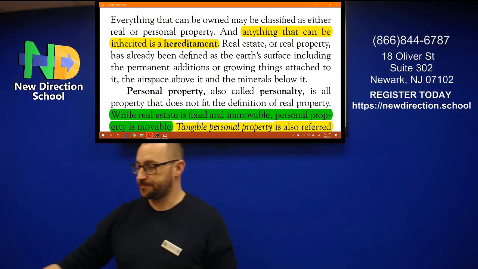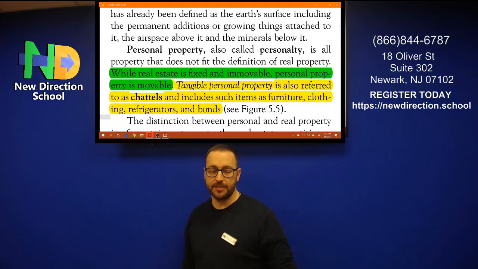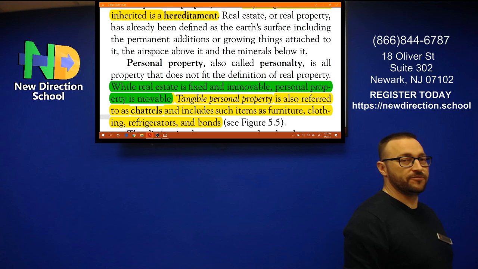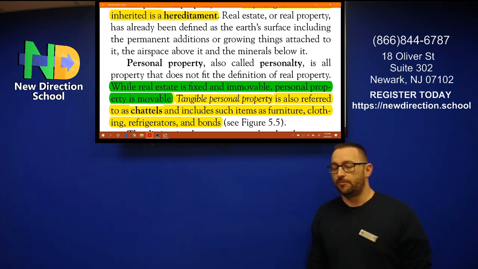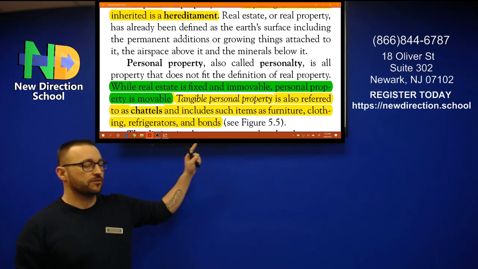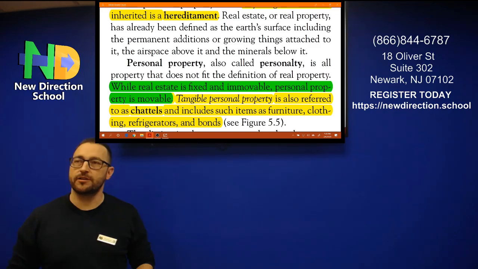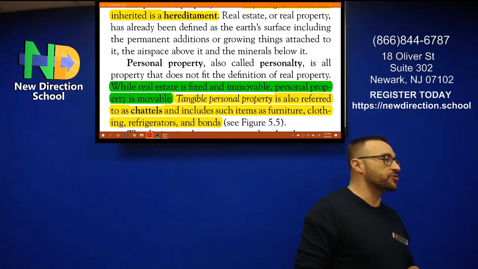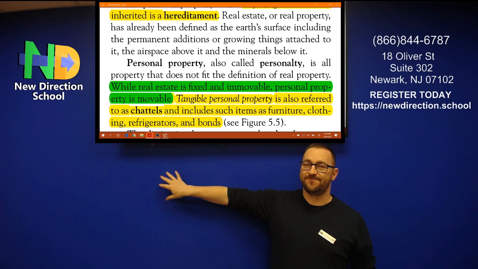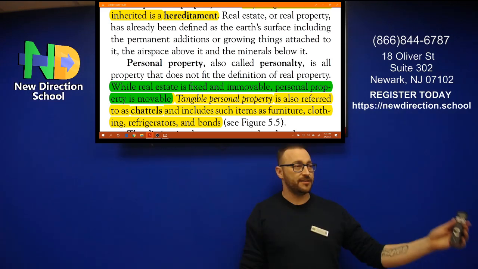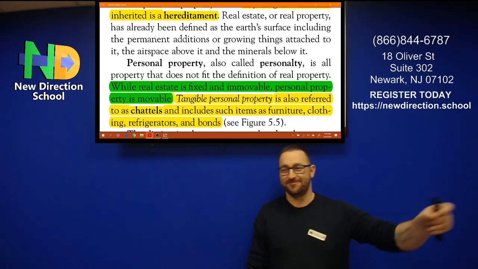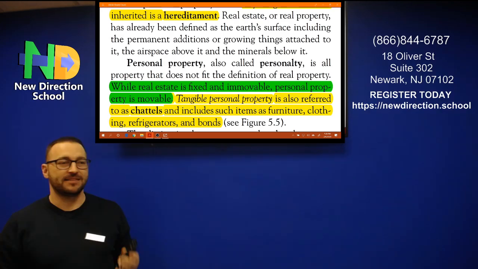So here's the thing. We have tangible personal property, also referred to as chattels, if you want to sound fancy. It really does not matter how you say it, but you can remember cattle. Chattel, cattle. For one reason, because chattels include furniture, clothing, refrigerators, bonds as an example. And this is all personal property. The difference between personal property and real property is that real property is fixed, immovable, and personal property, just like cattle, is movable. All right? That's the biggest difference.